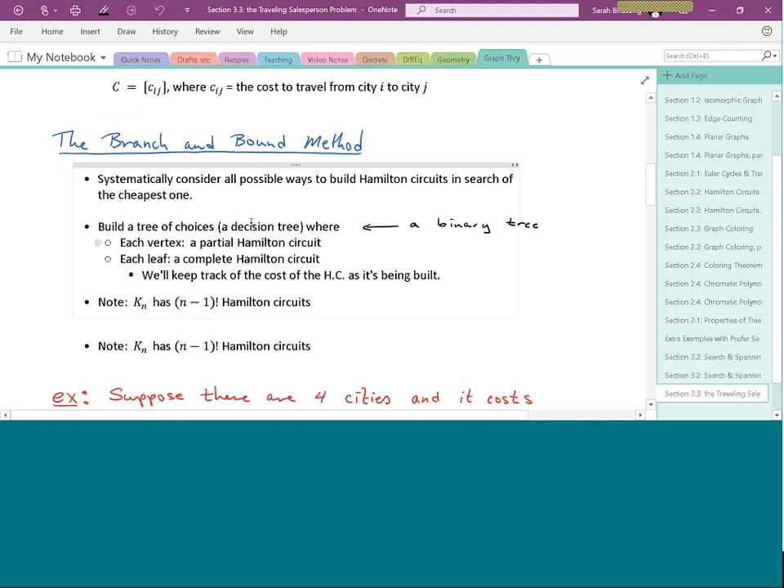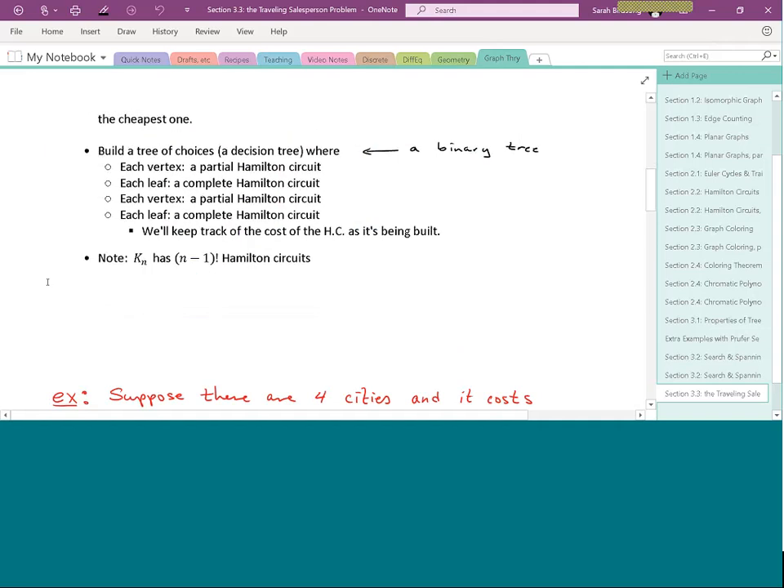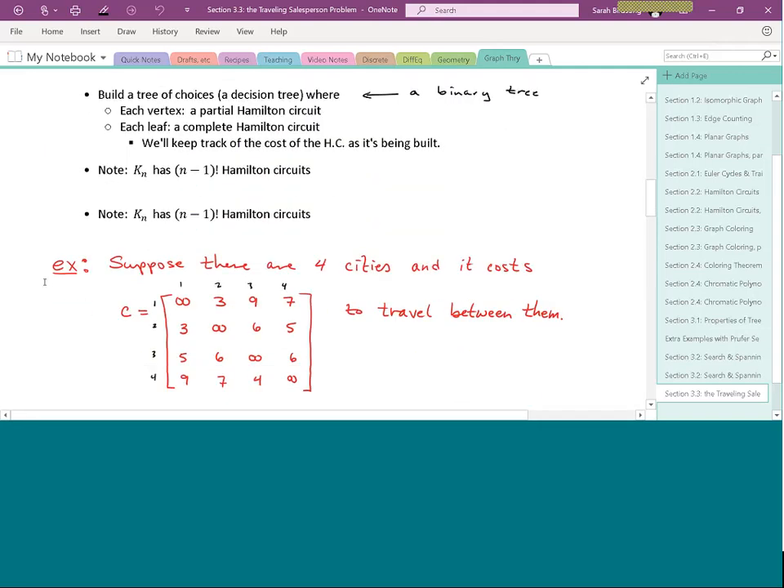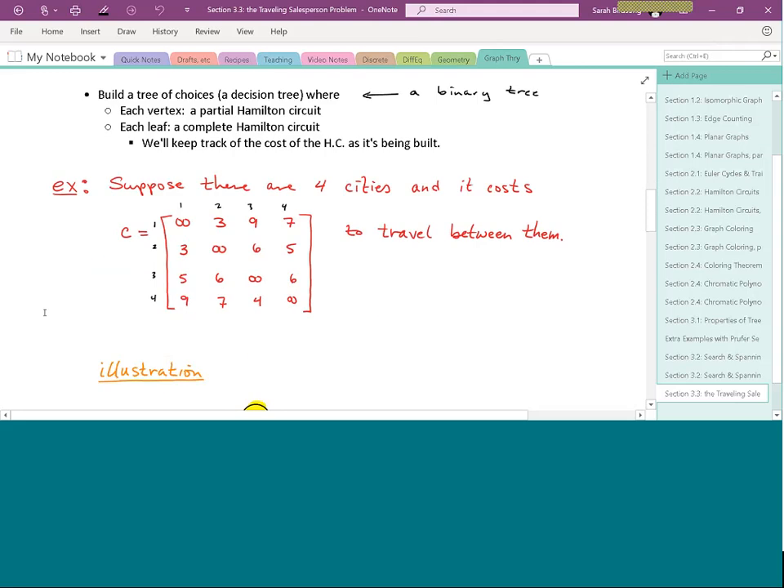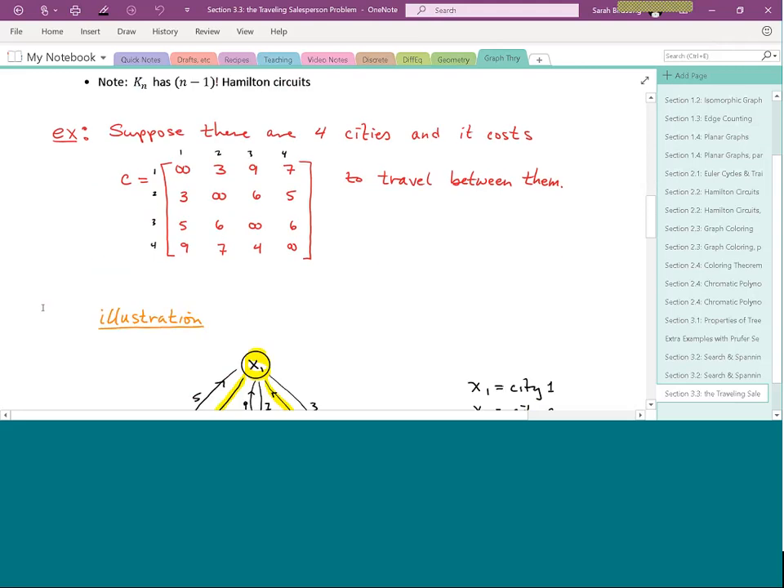Specifically, your book calls it a tree of choices. It's also known as a decision tree, where each of the vertices that we're going to reach would represent the Hamilton circuit partially made, and once we get to a leaf in that tree, that leaf would represent the Hamilton circuit that is now complete. In other words, we got back to our starting point. And we're going to keep track of the cost by that lower bound that we started dealing with last time.